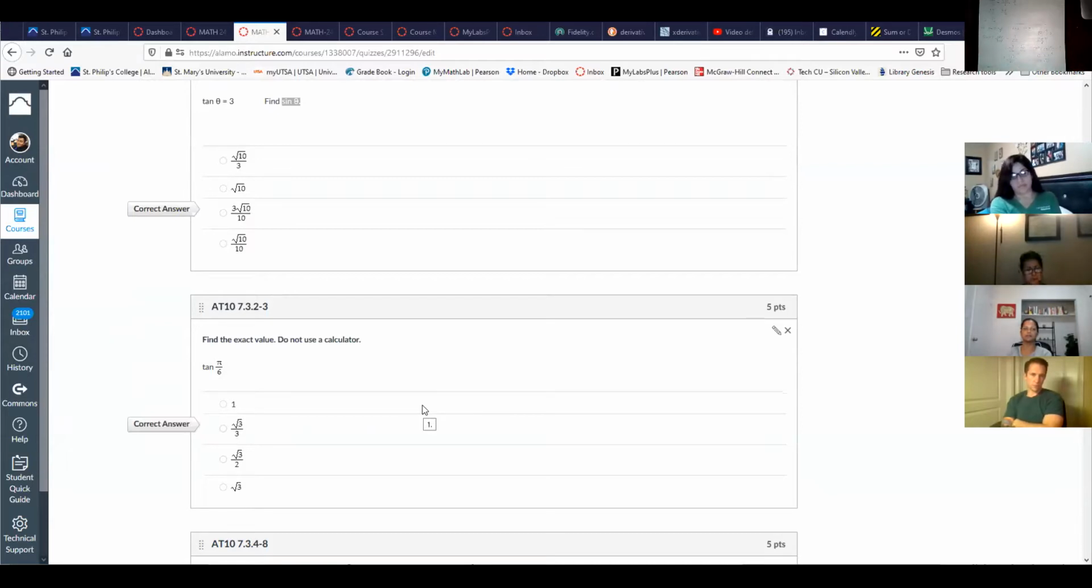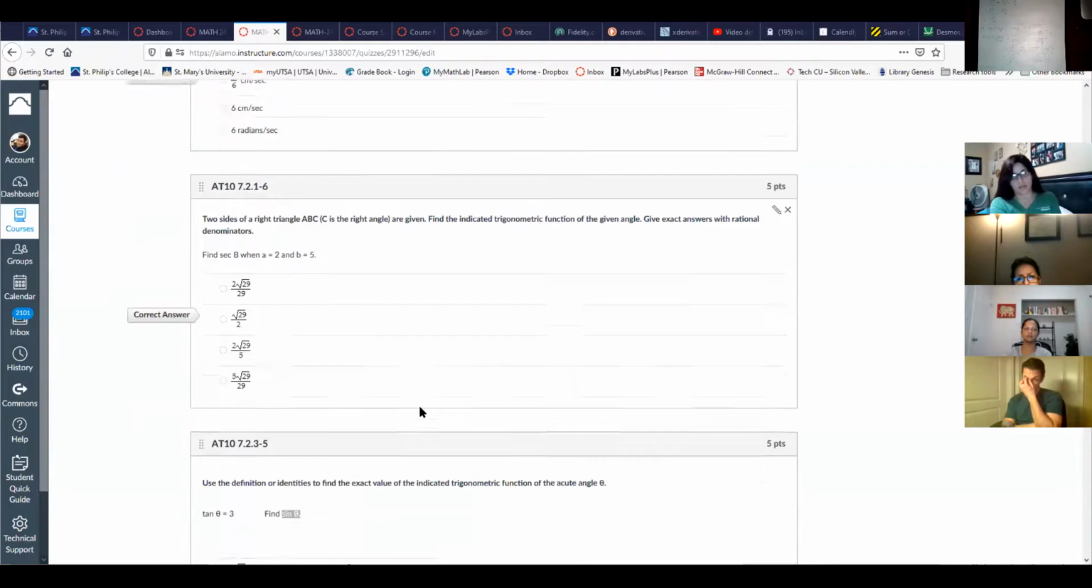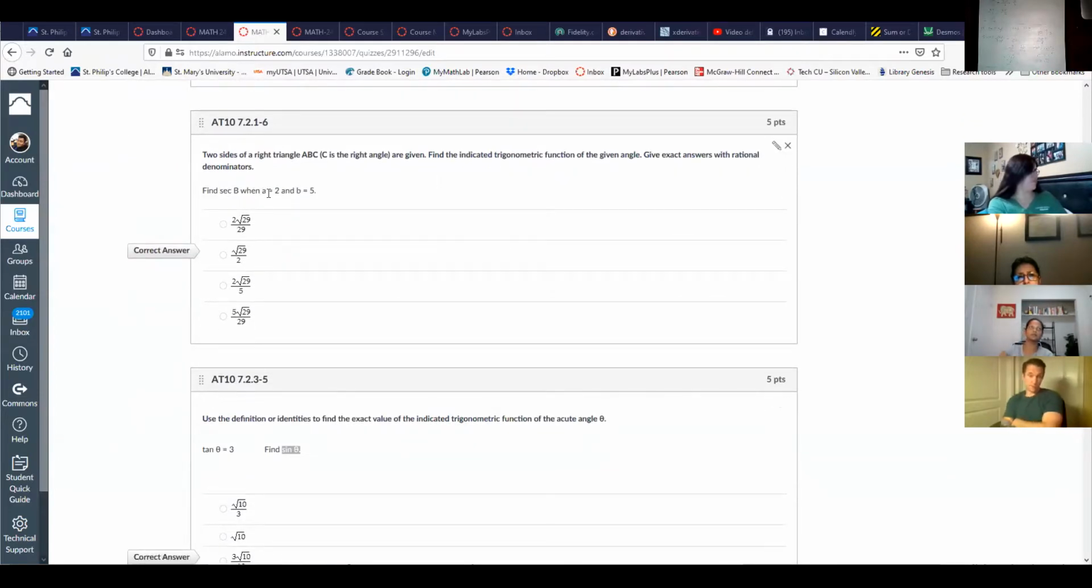I have a question, about number 9. I had more trouble with identifying the sides. I got the answer right, but it took me like 2 hours to find out because I had the wrong sides. What's the way of figuring out a, b, and c? Okay, let's go through this. It's this one right here, right? Yes, that's correct. 2 sides of the right triangle ABC, where C is the right angle, are given. Find the indicated trigonometric function.